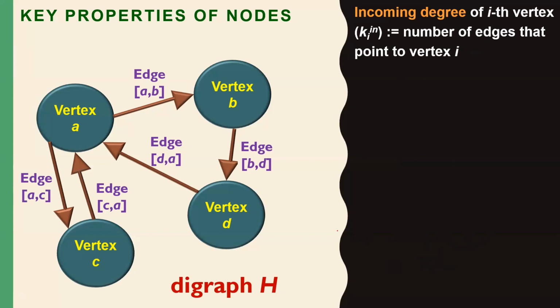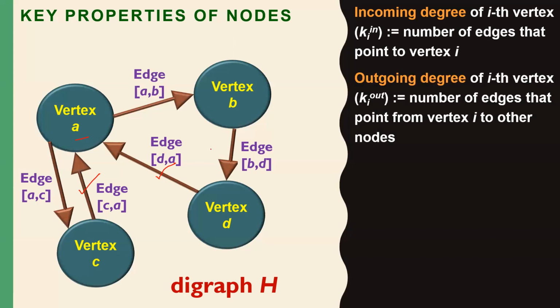So if I want to know the incoming degree of vertex A, I simply need to count how many edges are going to or are pointing towards A. Definitely the edge CA is one of them because it starts from C but it points to A. Another one is the edge DA. And I think that's all of them. So vertex A will have incoming degree equal to 2, right?